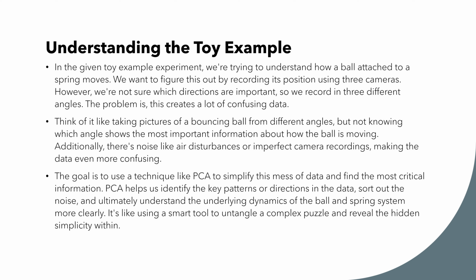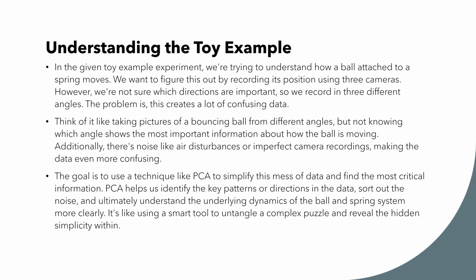So now we will understand the toy example which is given in the research paper. So we are trying to understand how a ball attached to a spring moves. We want to figure this out by recording its position using three cameras. However, we are not sure which directions are important, so we record in three different angles. The problem here is this creates a lot of confusing data. Think of it like taking a picture of a bouncing ball from different angles but not knowing which angle shows the most important information about how the ball is moving.